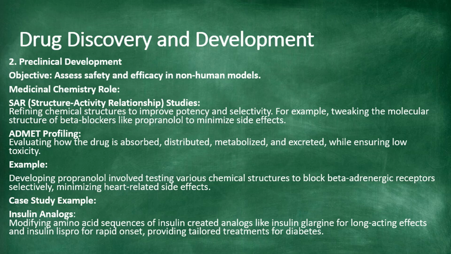Now for another case study, insulin analogs. Chemists modified the amino acid sequences in insulin to create analogs like insulin glargine, which works over a longer duration, and insulin lispro, which acts faster. These innovations revolutionized diabetes management by giving patients more tailored treatment options.